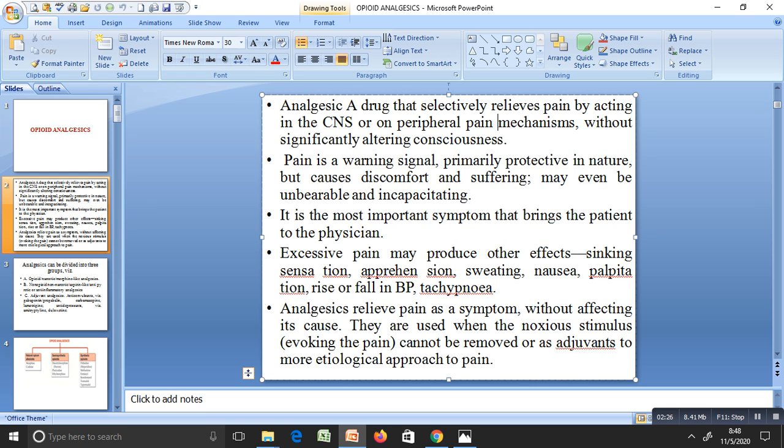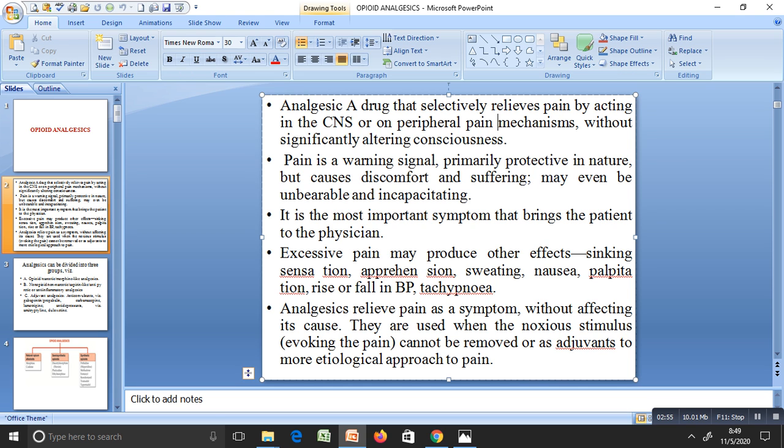Whenever you are having severe pain, what will you do? We will go to the physician. Just imagine we have experienced excessive pain. In case of excessive pain, there will be a sinking sensation. You won't be able to do anything. Apprehension, fear, sweating, nausea, palpitation, fall or rise in BP, and tachypnea. These are the various symptoms associated with excessive pain.